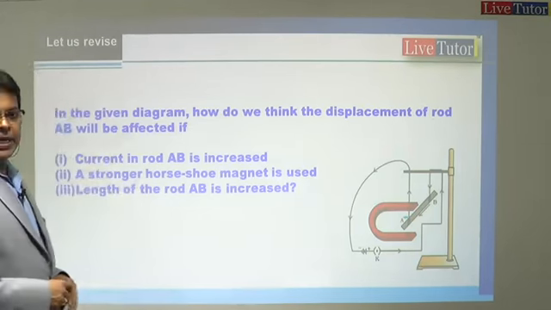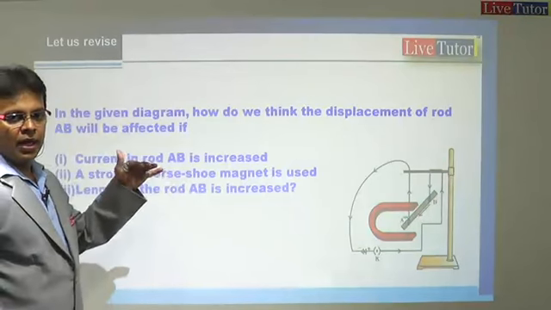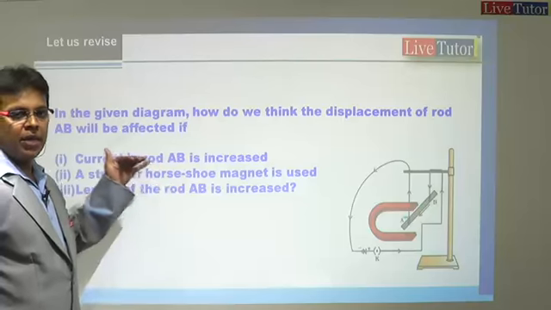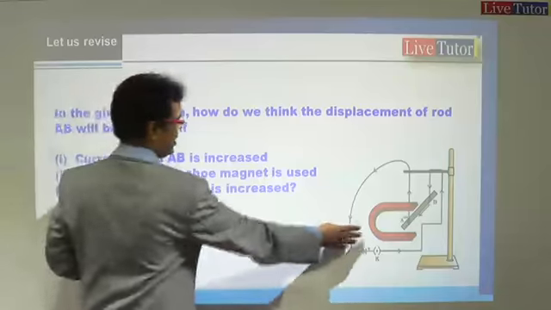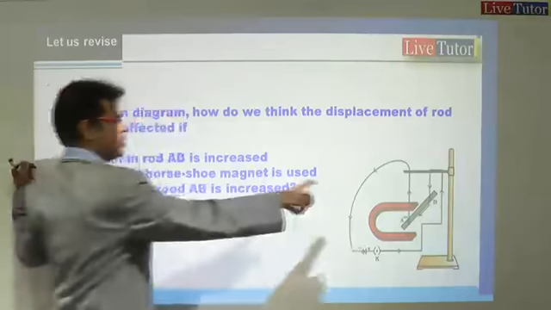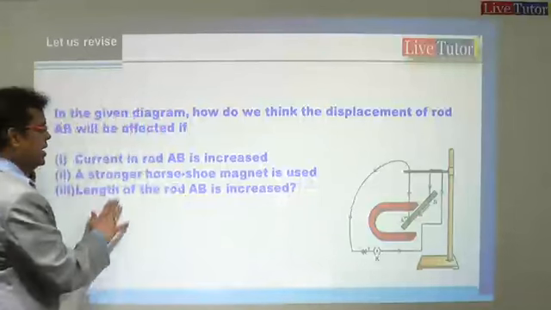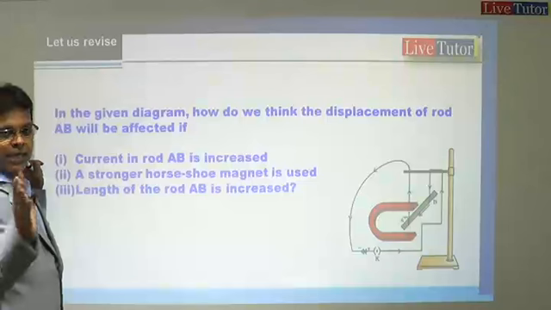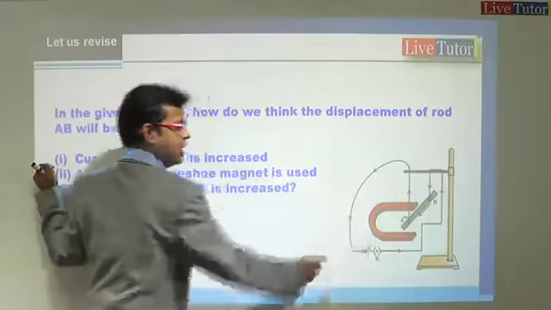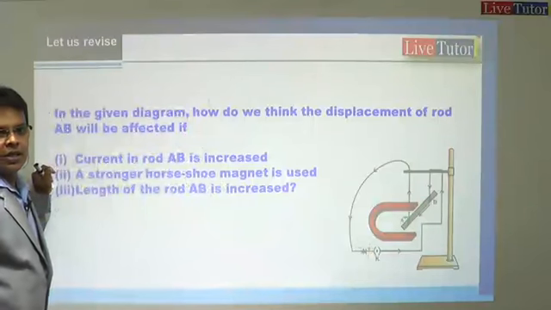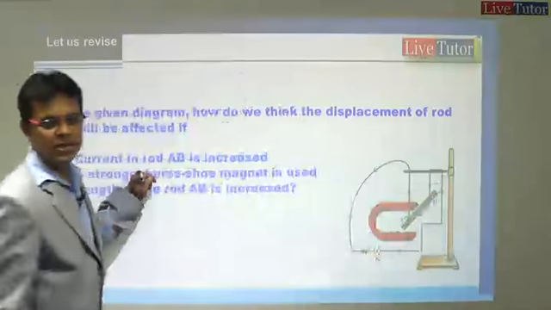So there is a diagram given here, right? How do you think the displacement of a rod AB will be affected? There are three conditions they have given. This is the diagram given, and they are asking how the displacement of the rod AB will be affected under these three conditions. One is the current in the rod AB is increased. The second one, if a powerful horseshoe magnet is used. The third one, if you increase the length of the rod. These are the three conditions.